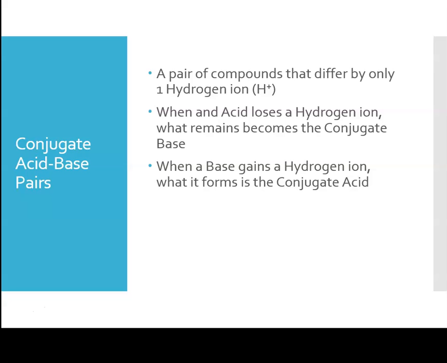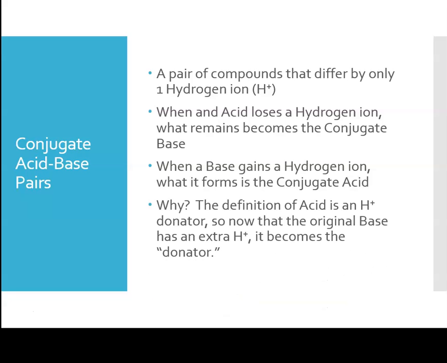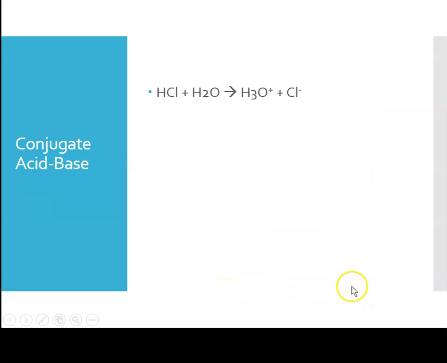When a base gains a hydrogen ion, what forms is the conjugate acid. And why do we have the definition of a hydrogen donator? So that the original base has an extra hydrogen and becomes the donator.